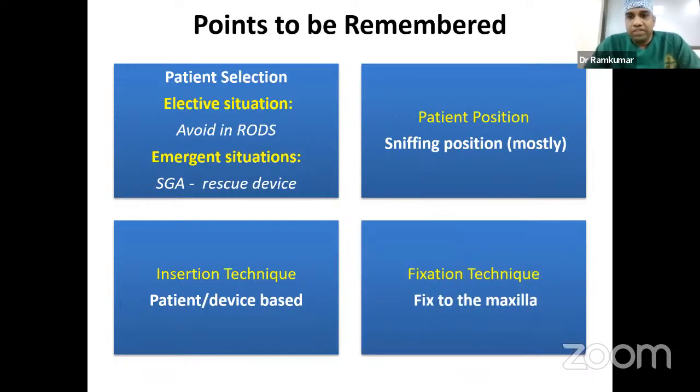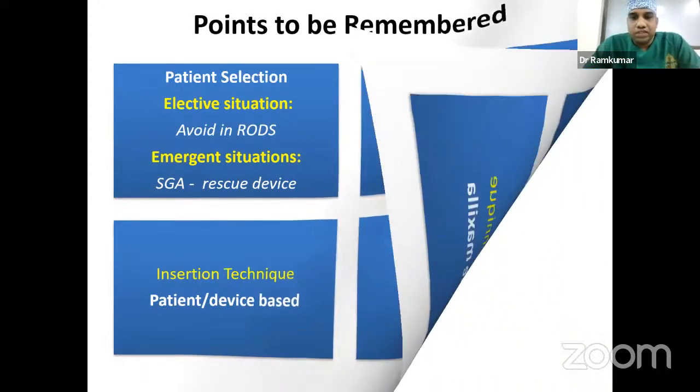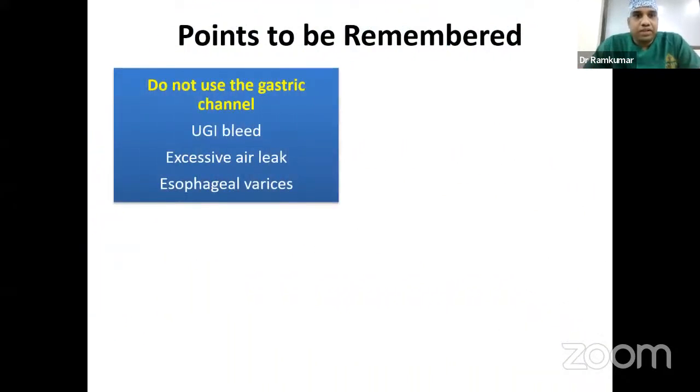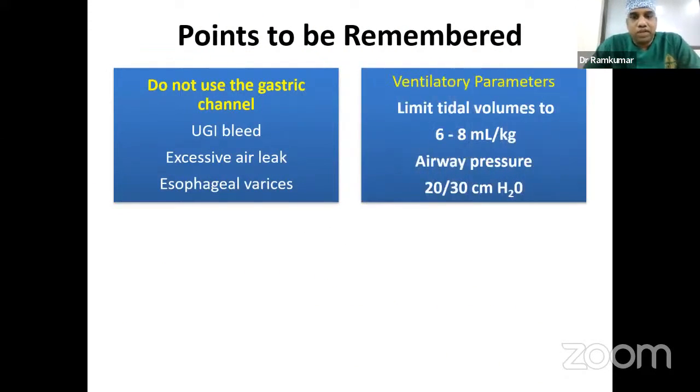For fixation, I would like to fix the device first to the maxilla, because the maxilla is immobile compared to the mandible, which with movement can be more mobile and can cause slight displacement. Angle to angle through the maxilla is always preferred. And do not use the gastric channel when there is an upper GI bleed, an excessive airway leak or esophageal varices, to avoid injury to the esophageal varices.